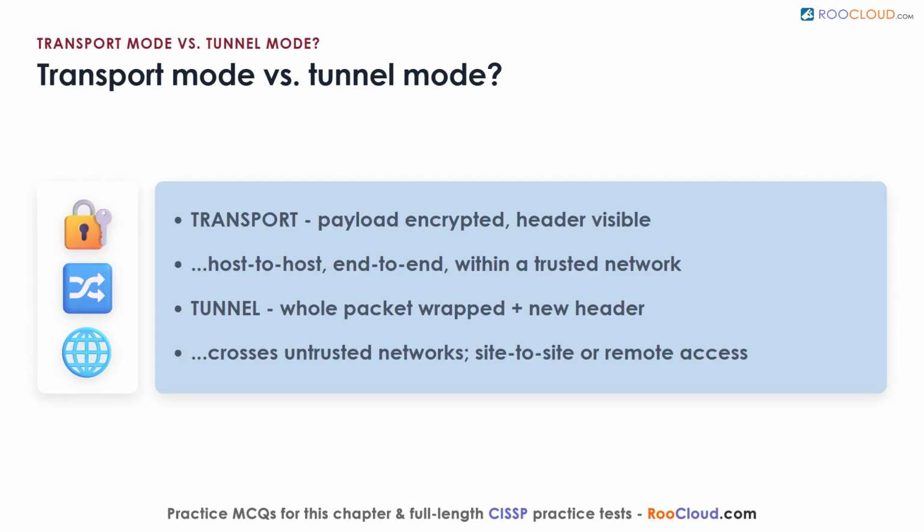In tunnel mode, the link is anchored at the VPN devices on the network boundaries, and the entire original packet, header and all, is encapsulated and given a fresh header. Tunnel mode is what you use to cross untrusted networks, whether joining 2 sites together or letting distant clients reach the office. Picture 2 ways to send a valuable. Transport mode locks the contents but leaves the address label readable. Tunnel mode seals the whole package inside a new outer box.